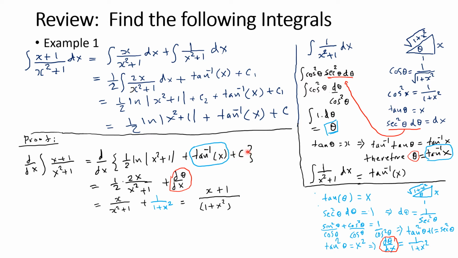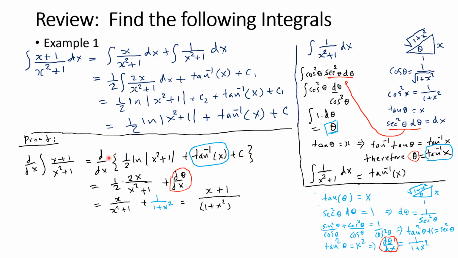Now, if we want to prove that this is the correct answer, we use the fundamental theorem of calculus. So we do differentiation of the integral. The result of this integral is right here, so we have to do the derivative of the result. d by dx of the result, which is 1/2 ln of x squared plus 1 plus tan inverse of x plus a constant.